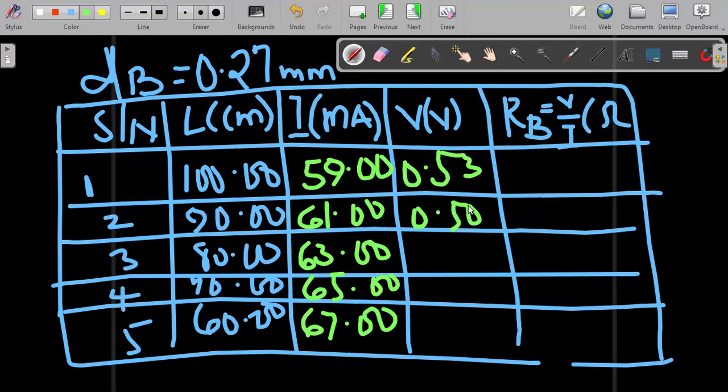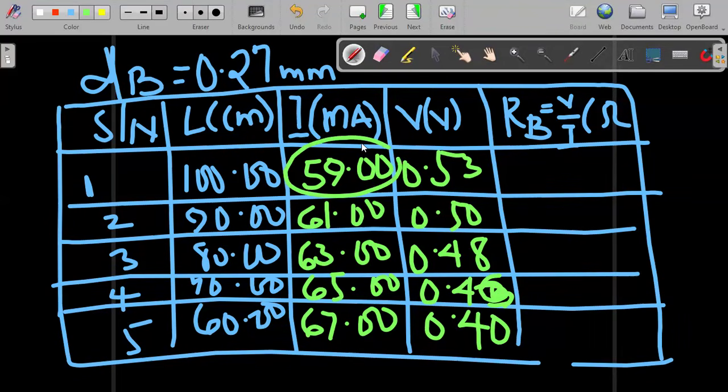Then the voltmeter, where we read 0.53, here 0.50, then 0.48, here 0.46. No, here's 0.43, not 0.46, then 0.40. So if you do the same thing by converting the ammeter to ampere, dividing by 1000, then use 0.53 to divide it, it will give you 8.90. So people can change it to 9.00, approximate it.